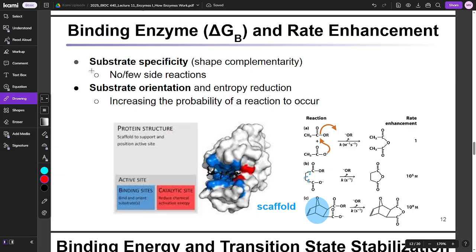Another part is shape complementarity. Enzymes are built in a specific way to bind certain substrates. This is also part of having no side reactions. The active site of any given enzyme, like pyruvate dehydrogenase for example, will be very specific to pyruvate. It would not take any other molecule, right?